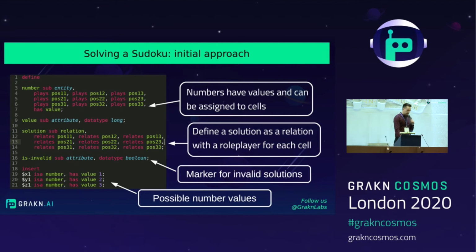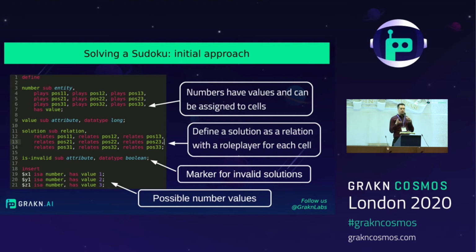Yeah, we start with a model. So how can we model our solution? The simple answer is we can model it as a relation, right? In this example, we have a 3 by 3 Sudoku just for clarity, because the idea is simply extendable to all the sizes.